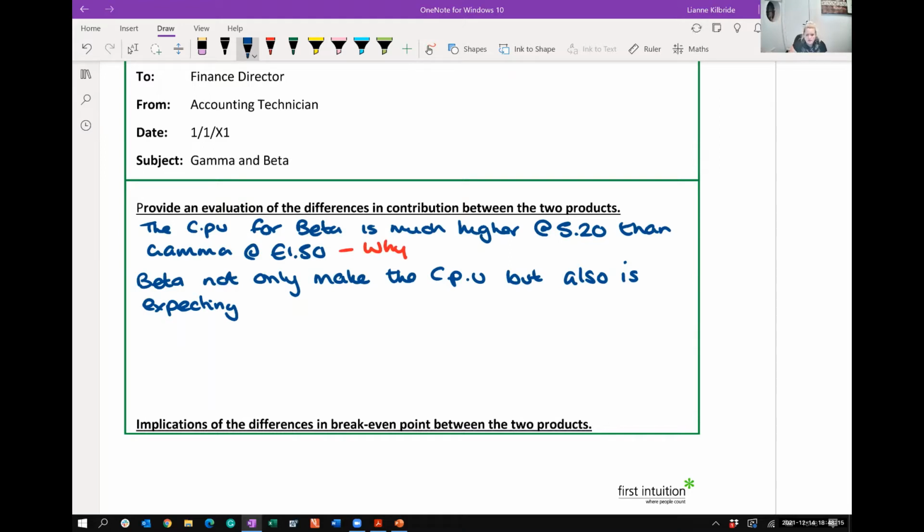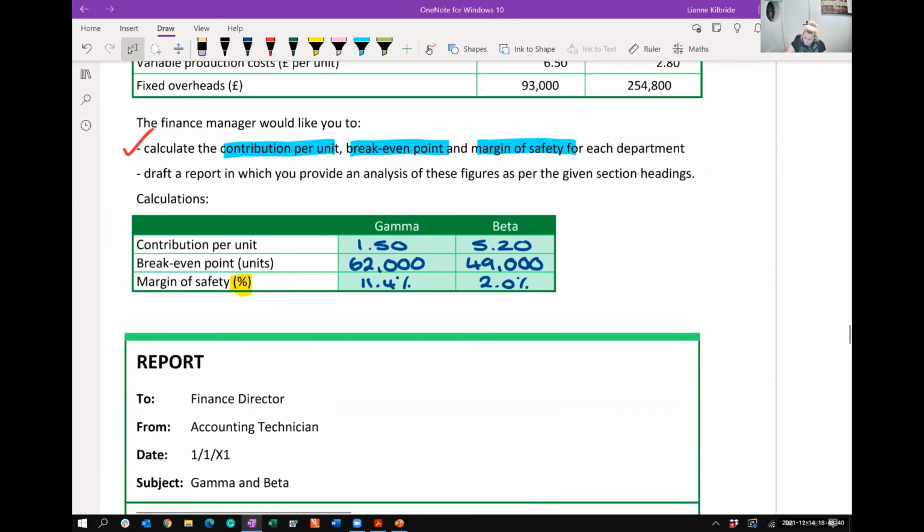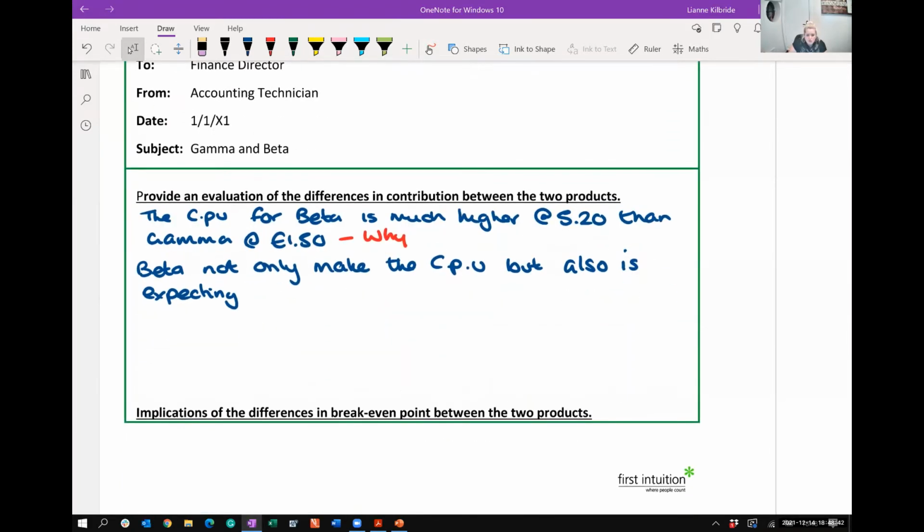Oh, it's actually not. Sorry, that's the other way around, which would be low. So beta's not only making the highest contribution per unit, but it's expecting a lower sales volume compared with gamma. So if we have a look at the figures that we've got in there, I do apologise. We've got a sales volume of 50, where gamma is wanting to produce a sales volume of 70. Okay, so we're expecting the higher sales volume in gamma.